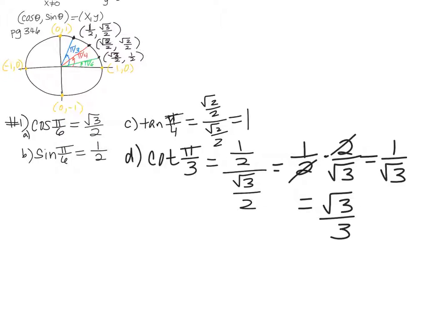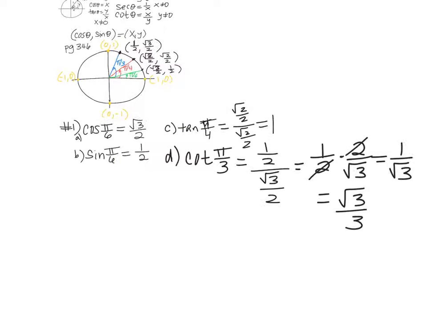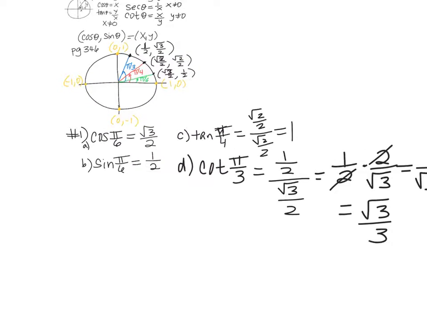Some people memorize these. Those people are crazy. I can't memorize stuff like this. Like if someone says cotangent of pi over 3 and they know it's rad 3 over 3, I don't know how they do that. Okay, so you feel pretty good?